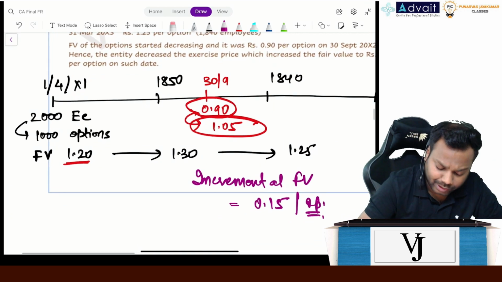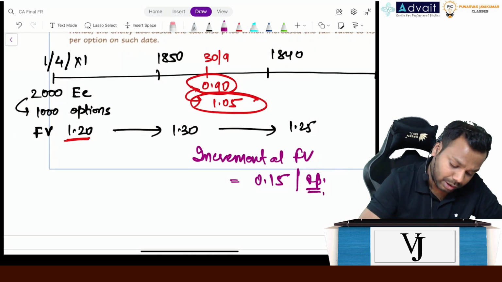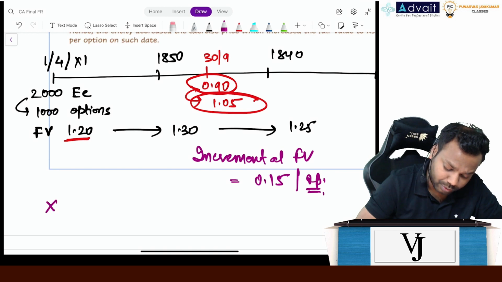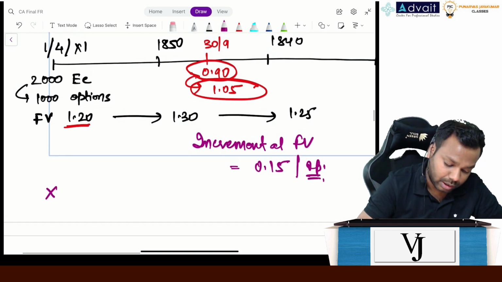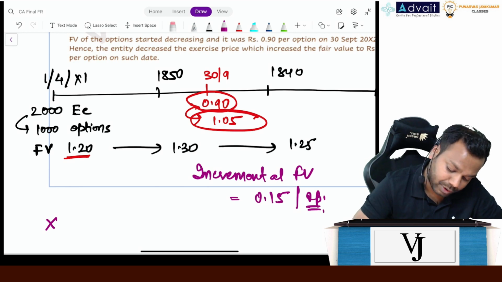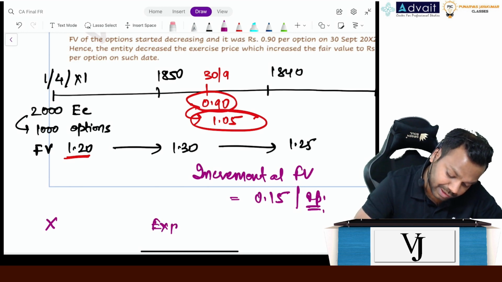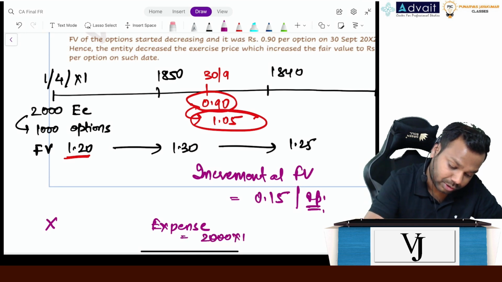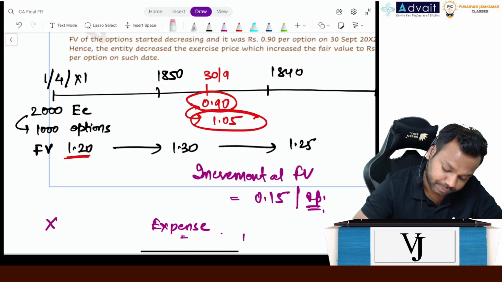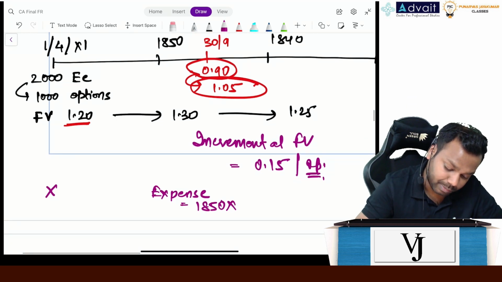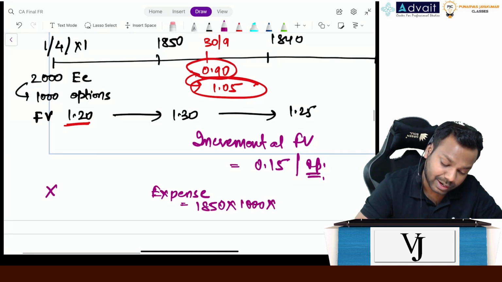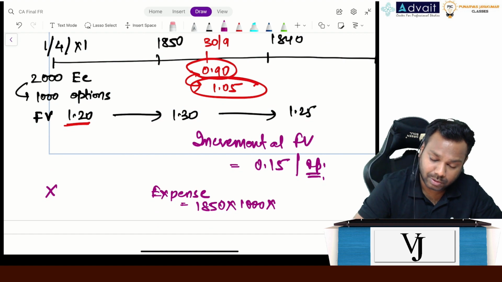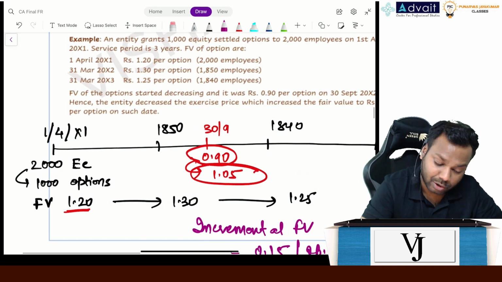Now let's calculate how exactly we'll do the accounting for it. Any entry here? No. Coming to the year end date, what is the amount of expense? Please tell me the expense amount. It will be 1850 employees multiplied by 1000 options. What is the fair value? 1.20 on grant date, equity settled options.